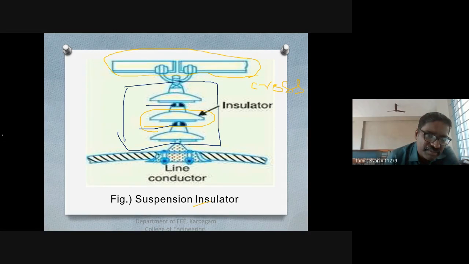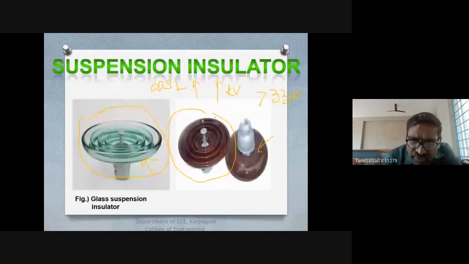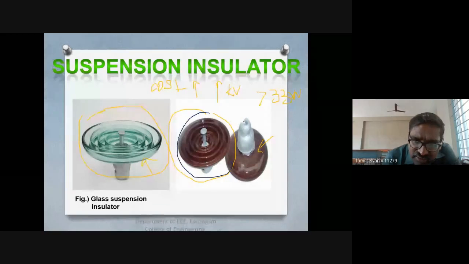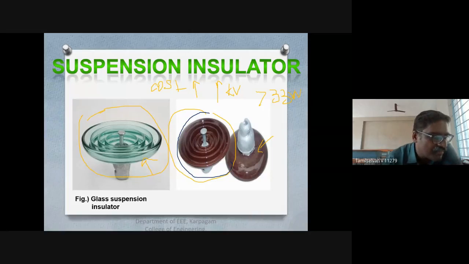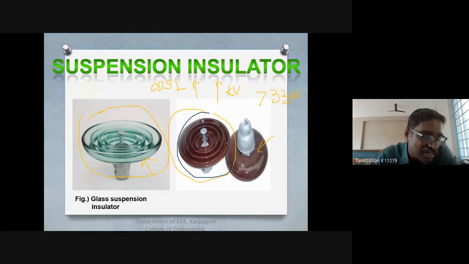How it's going to be connected: this is going to appear as one disc. See here, this is one disc. So we'll have the string connections here, and this will be connected to the other one. If I connect a number of discs, the portion of each disc is in between the metallic links.